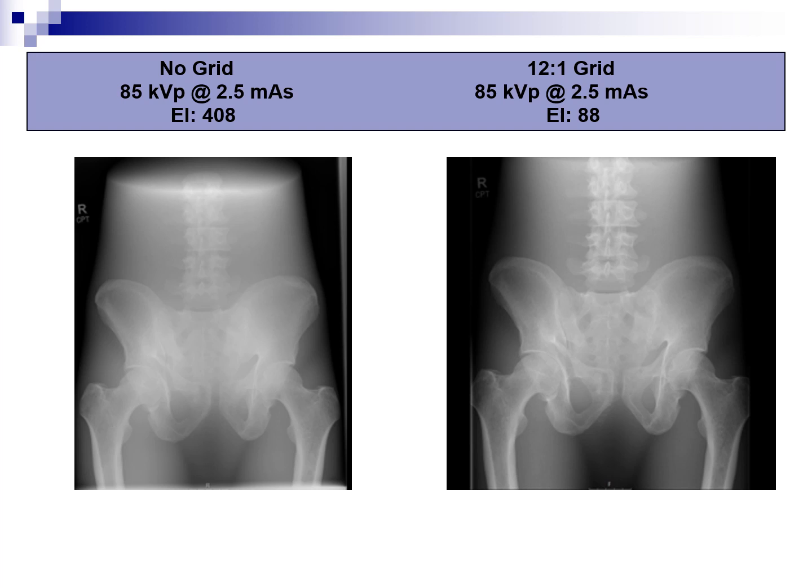Both images were taken at 85 kVp at 2.5 mAs, but in the image on the left-hand side, no grid was used, and the EI number was 408. On the right-hand side, the image was taken with a 12:1 grid, and the EI number was 88. So as we go from no grid to a grid, we're going to decrease receptor exposure. The reason is that scatter radiation is absorbed in the grid after it was produced, therefore we're going to have less receptor exposure.